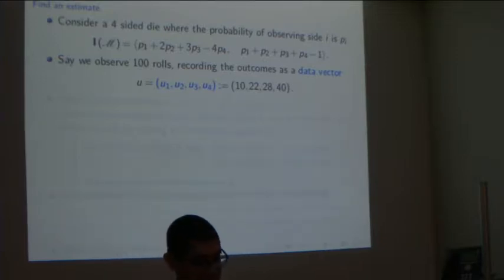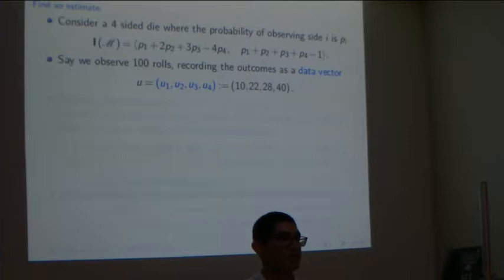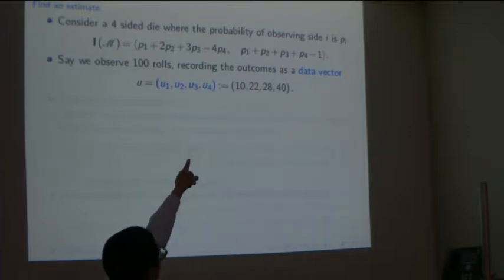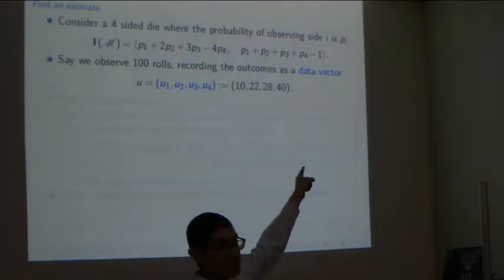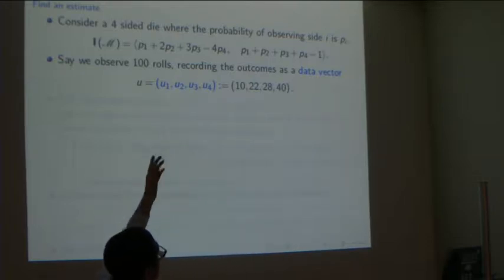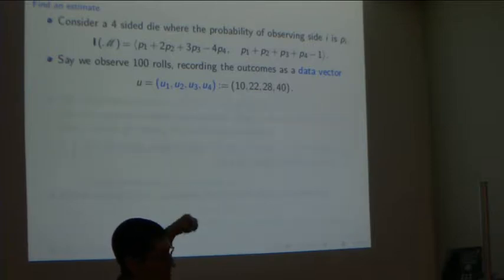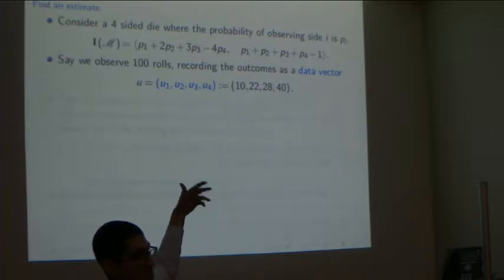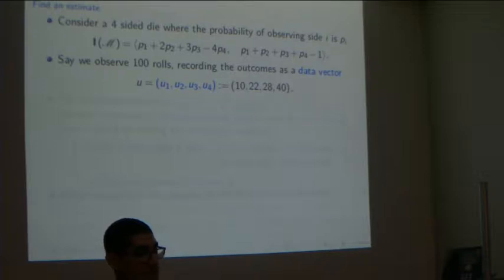Consider a 4-sided die where the probability of observing side i is p_i. Then maybe the first model invariant is the sum of the coordinates minus 1, because all probabilities are going to sum to 1. Another model invariant: we might say we want the probability of observing side 1 plus 2 times the probability of observing side 2 plus 3 times the probability of observing side 3 minus 4 times the probability of observing side 4. Say we want this to hold. So this would be some linear constraint.